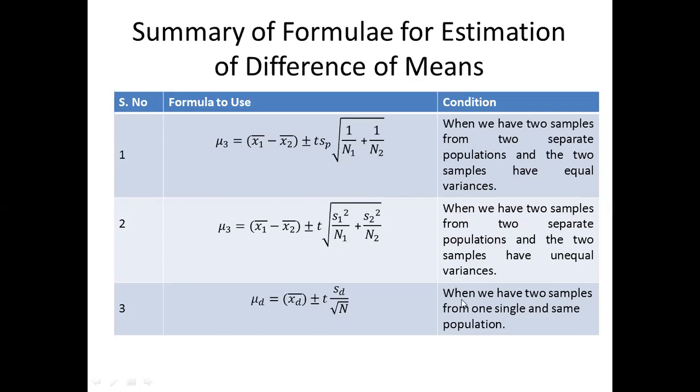And the last case, when we have two samples from one single and same population, then the estimation of the difference of means mu d is given by x d bar, that is the mean of the difference data set, plus minus t times s d upon root n, that is the standard deviation of the difference data set upon the square root of the sample size.